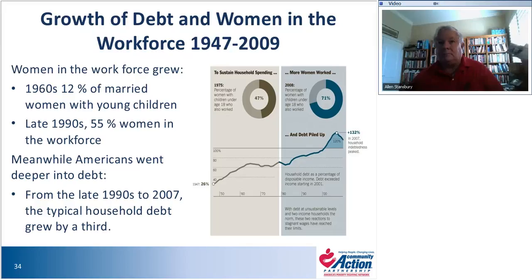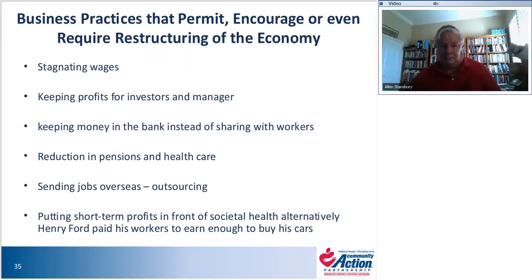So let's look at the next slide in terms of the business practices that permit, encourage what's been happening in the economy. And this is over the last 30 years. And the big one is stagnating wages. Wage growth simply has not kept up with growth in the economy. It used to be that wages were about 40% of the distribution of increased productivity. Half of it went to the workers, ballpark, and half of it went to the owners and the managers. And starting in the 70s, productivity kept going up and wage growth flattened out. Alan's got a great chart on that, a couple of them that we'll put into a future webinar.